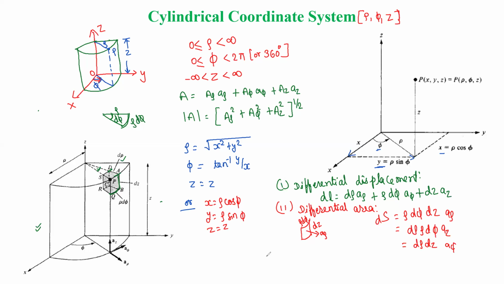Next, the last one is the differential volume. The differential volume is the product of all three, so we multiply them together: rho d phi, d rho, and dz. This is the differential volume.